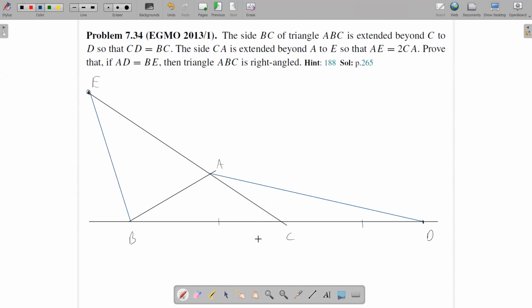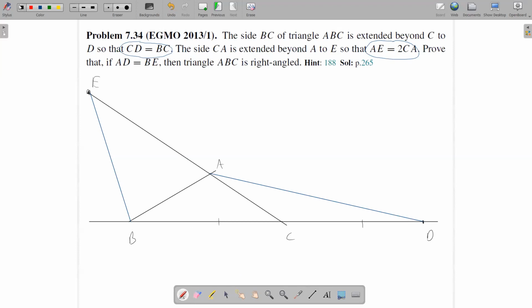Then this triangle is right angled. Now, two of these conditions look very easy to deal with what we have now. Our machinery, CD equals BC. And AE equals 2CA. Why?